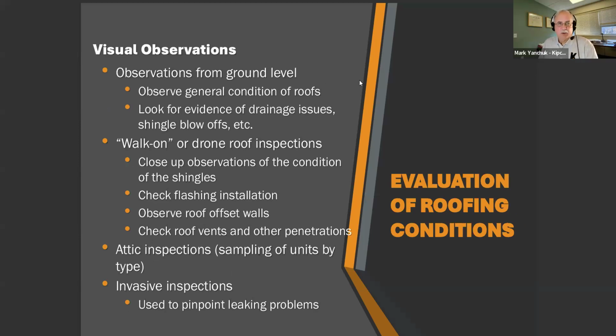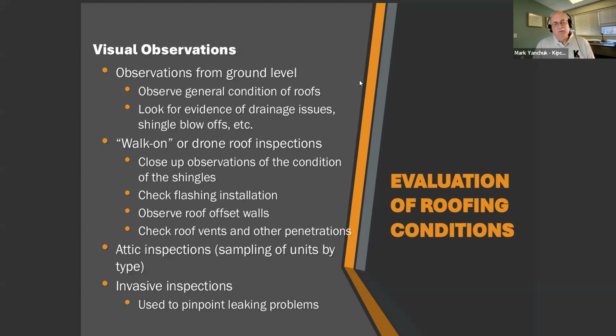Now the evaluation, the visual observations of your roof. There are three basic ways to evaluate your roof. First, observations from ground level, where you can actually see a lot. You can also look for evidence of drainage issues and shingle blow off, and you can start to list the different details that you're going to need for your specification. But if you're not sure you need to replace your roofs yet, you may opt for a more detailed roof evaluation.